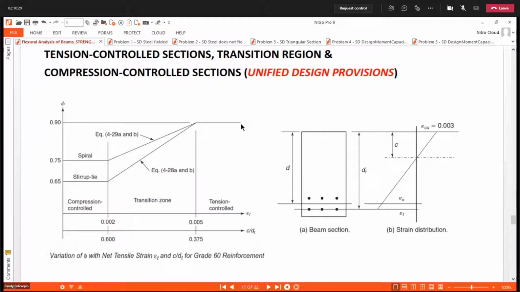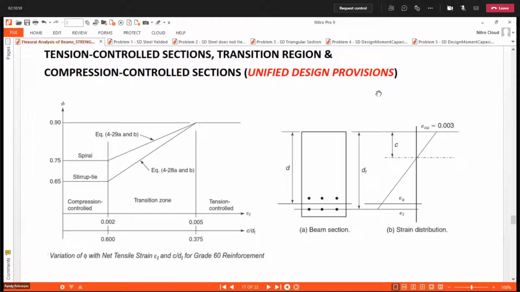The last code na kinonsider pa yung old is yung 1999. Yung 1999 code is still under the old code. So binago nila yung code ngayon pagdating to sa 2002. Yung 2002 version ng ACI code. They call now that code as a Unified Design Provision Code.